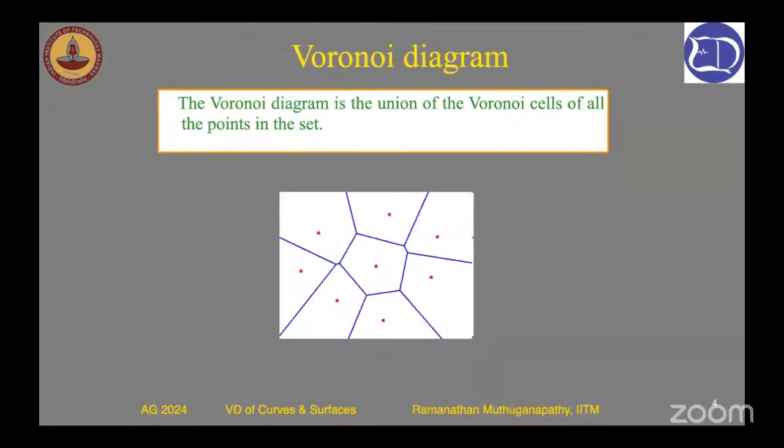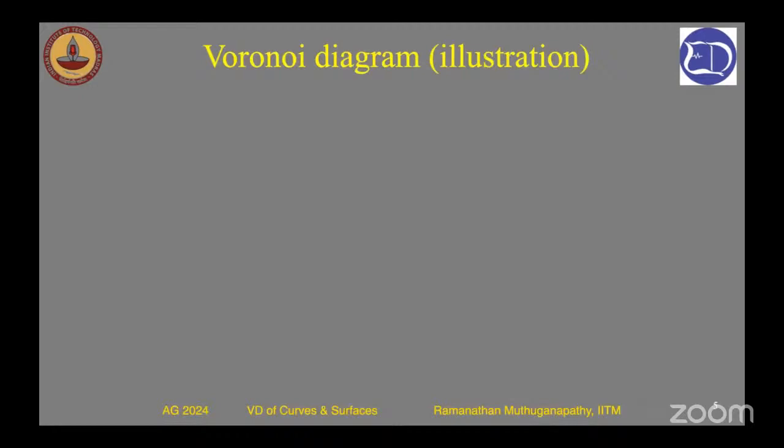Here is another example of a Voronoi diagram for another set of points. This is the Voronoi cell of the interior point that you can observe, and this is the Voronoi cell of the other points. These are all the Voronoi edges, and this is a Voronoi vertex. Here is another example, but as you can observe, these are all for a point set. I'll just illustrate briefly: if you take 2 points, what will happen?